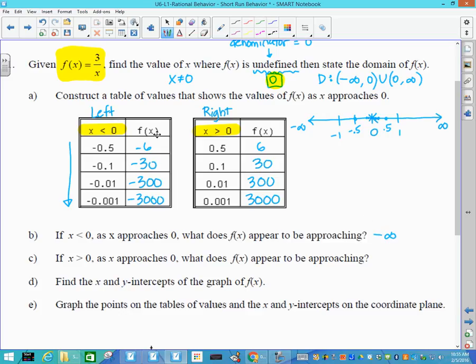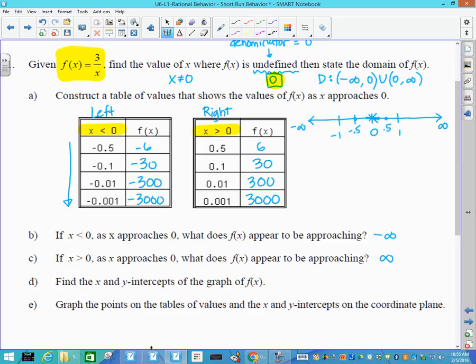The numbers are small, but they're negative. I mean, the numbers are large, but there's a negative sign. So those are going closer to negative infinity, and these, on the other hand, are going closer to positive infinity. Okay, so next, find the x and y-intercepts of the graph of f of x.